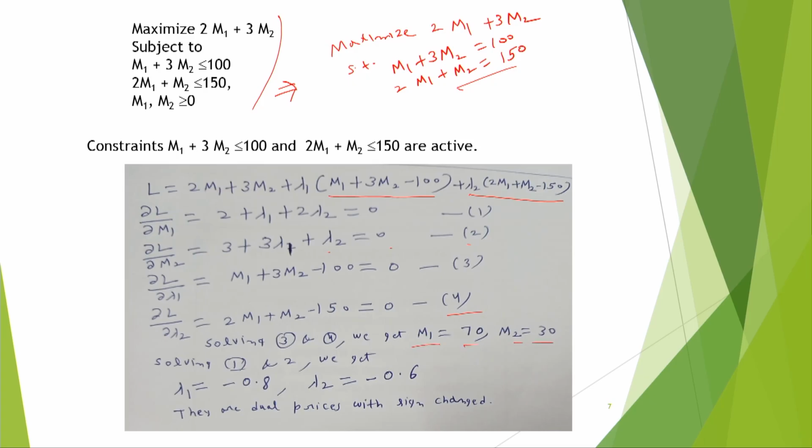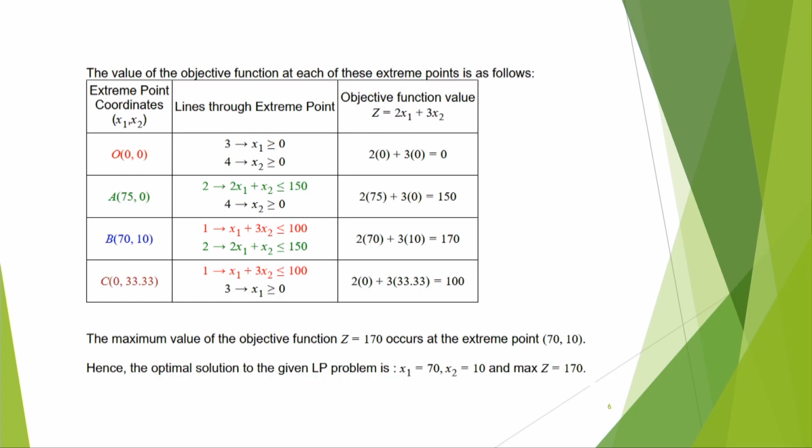So we see that if these two constraints are active, then we get the solution 70 and 30, that is the optimum one. But we also get lambda is equal to minus 0.8 and lambda is equal to minus 0.6. So you see that they are the dual prices with sign changed. Therefore dual prices are also called simplex multiplier, basically Lagrangian multiplier.